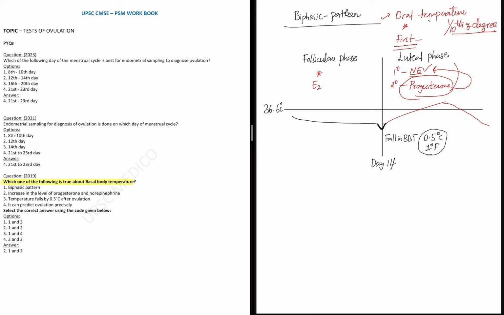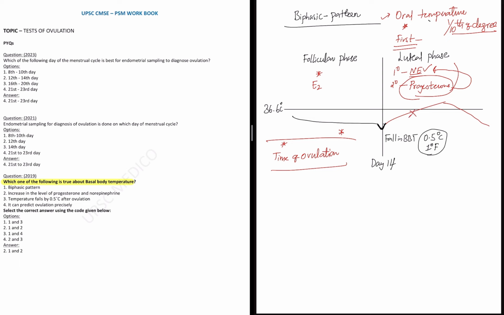But the problem with basal body temperature is it is cumbersome. It's a time-taking process. It's a daily routine, right? Even if you miss one day, you might not appreciate it. So that's the reason it is obsolete now. And one more problem with this is you cannot detect the time of ovulation with this. It's a kind of retrospective diagnosis. It can only tell you whether ovulation has occurred or not. It will not tell you when ovulation is going to occur.